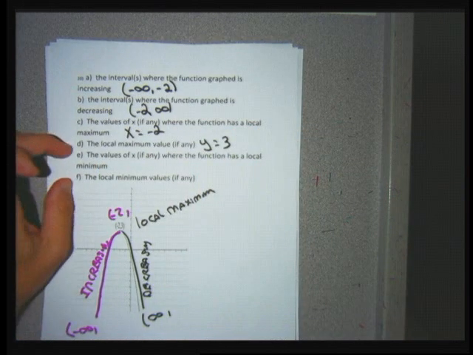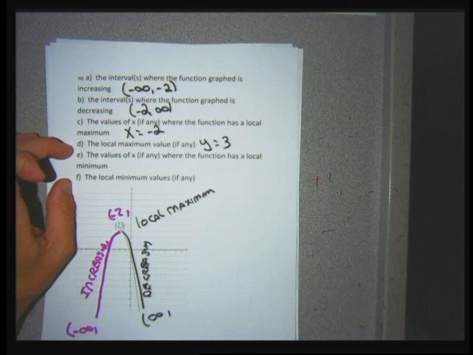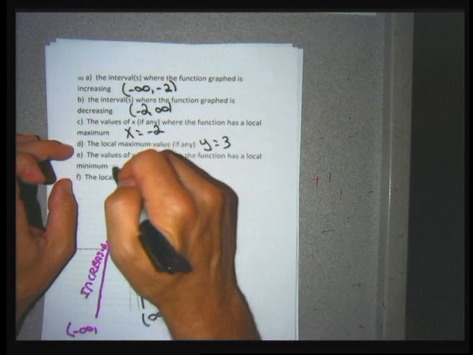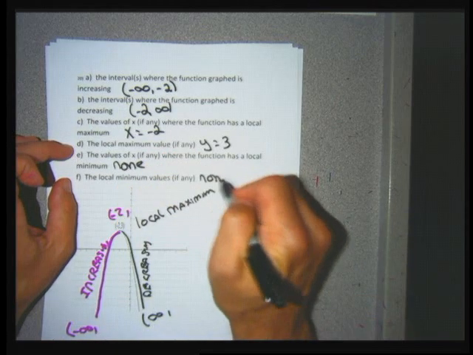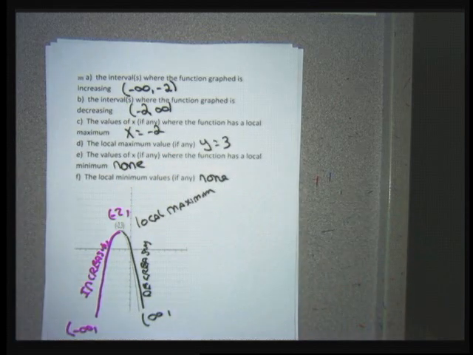And for parts E and F, there isn't a local minimum. There isn't a low hump. So I'm going to say none and none for parts E and F because there aren't any little low spots like there were in the last problem.